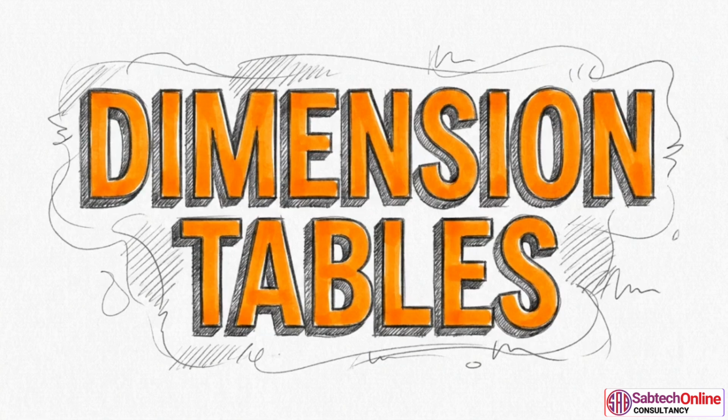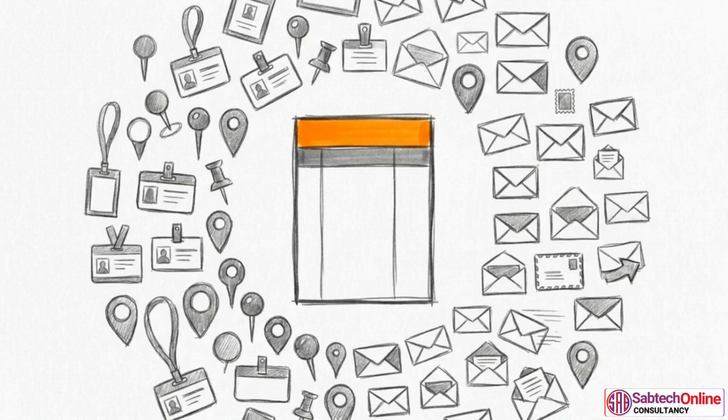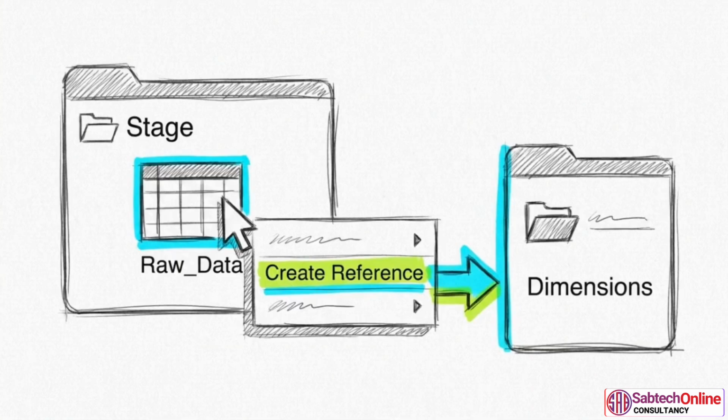And now we build our descriptive tables. Our goal here is to consolidate scattered context, like customer names, regions, and addresses, into unified dimension tables. To do this, we right-click our main raw table in the stage folder, create a reference, and drop that reference into our new dimensions folder.